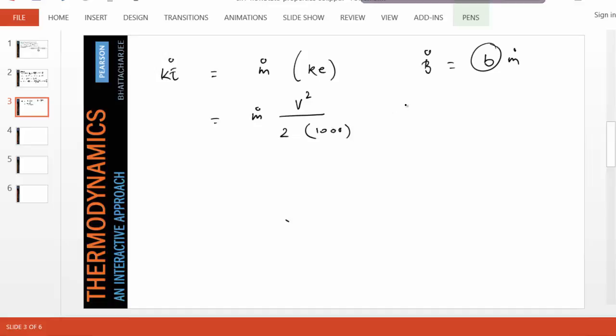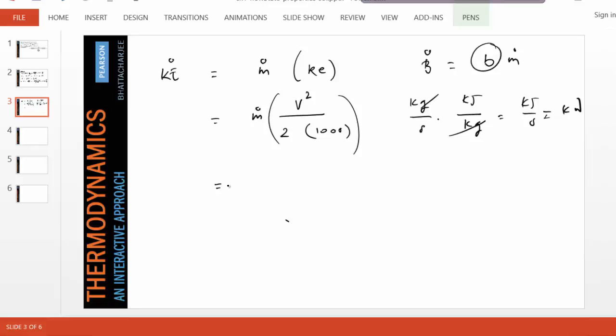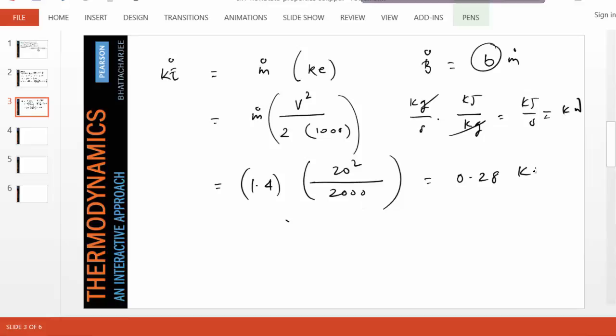So the mass flow rate is in kg per second, and you can show that this is kilojoule per kg, so it will become kilowatt. Substituting the numbers, m dot we got is approximately 1.4, times 20 squared by 2000, and that should be about 0.28 kilowatt.